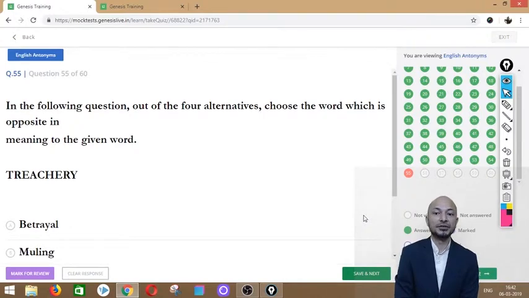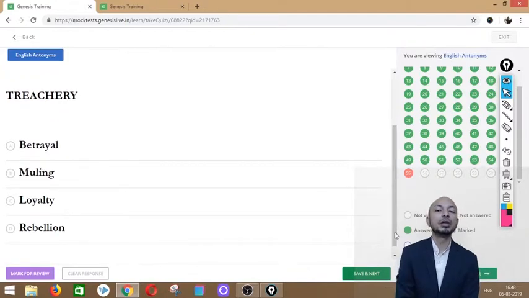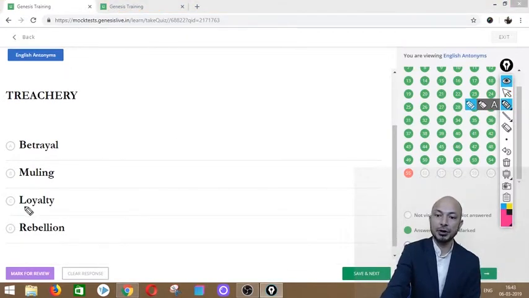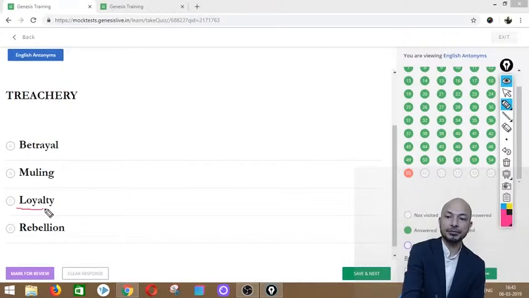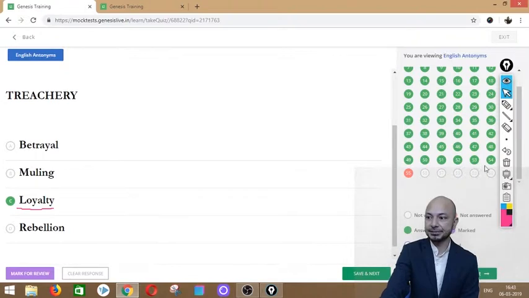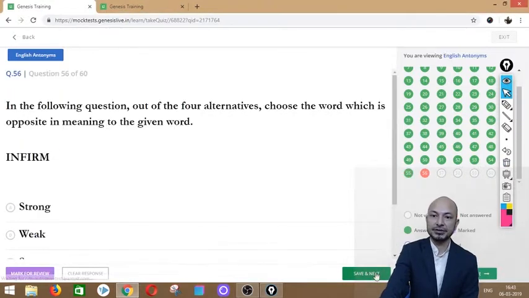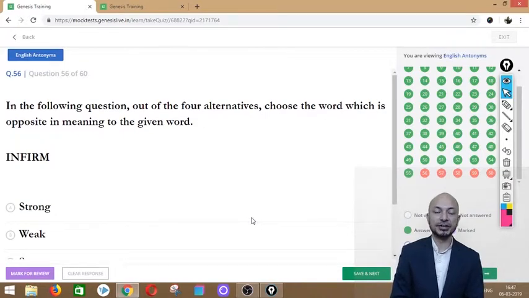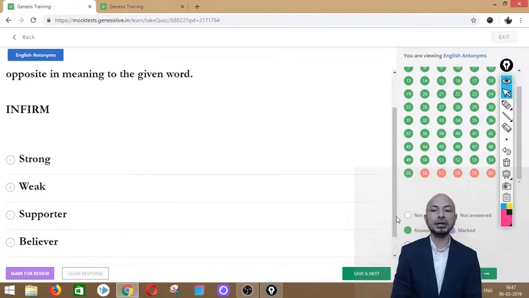So we come to number 55. The word is treachery, and the options given are betrayal, muling, loyalty, and rebellion. And our answer is option C, which says loyalty. Treachery is when you break trust, when you are disloyal, and loyalty is when you display loyalty and trust. So they are antonyms over here. We click option C and say next.